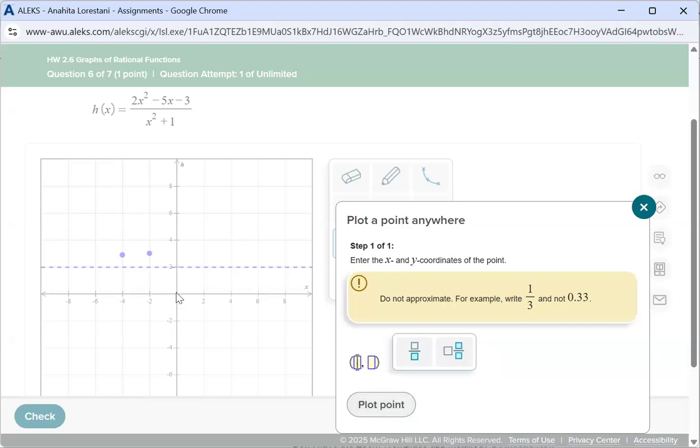Next, I'm going to pick 0. If I pick 0, this term will be 0. -5x will be 0. X squared will become 0. All I get is -3 over 1, which is -3.